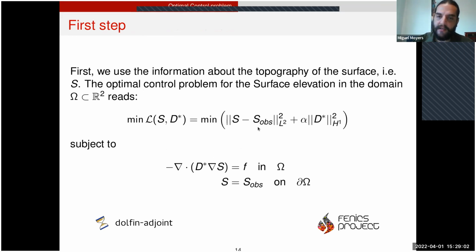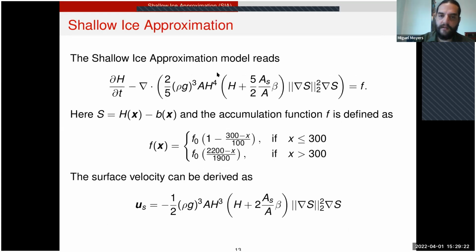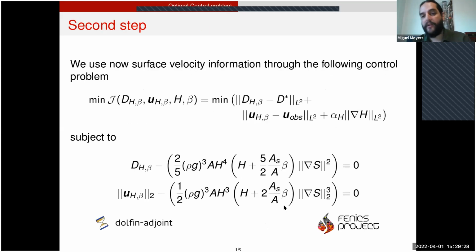And by using the field data, we can control this, and we can minimize this functional. So in the first step, using the observation of S, we can get this D star. Once we get this D star, we want to reconstruct H and beta. So that's the second part of the problem, and it's again another optimal control problem. So now we have to minimize the functional J with respect to D, U, and H and beta. And we got the D star from the previous step.